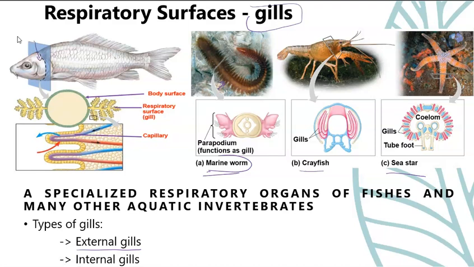In fish the gills are inside, covered by the operculum. So the gills are internal. Internal gills are more advantageous, they are not fragile. External gills are more fragile compared to internal gills, while internal gills are protected. The gills also have a high surface area. The gills have many lamellae to increase surface area so that more diffusion of gas exchange occurs.